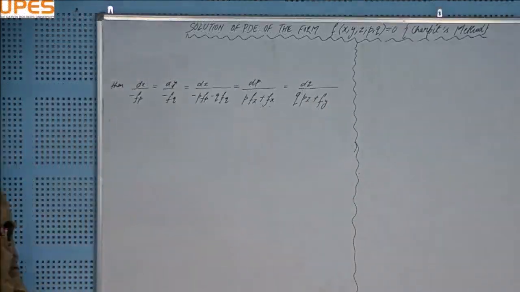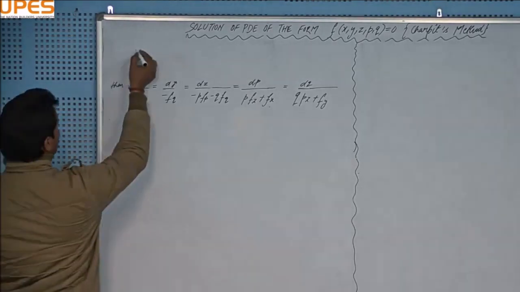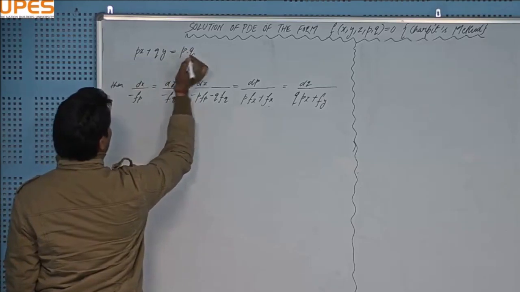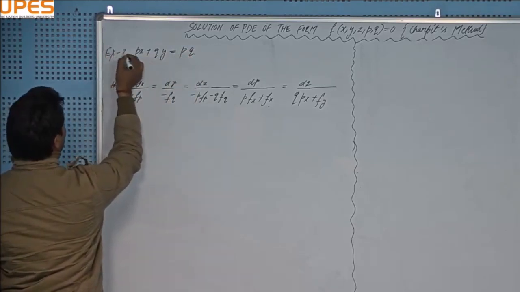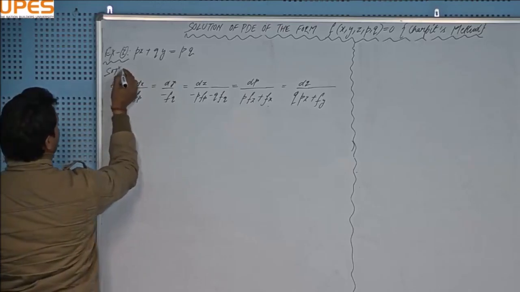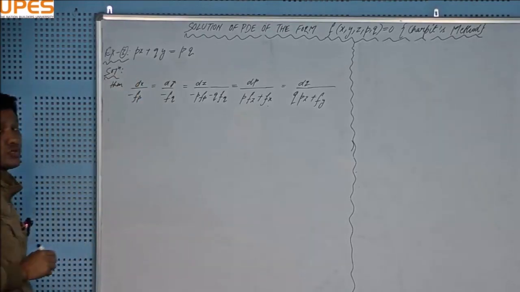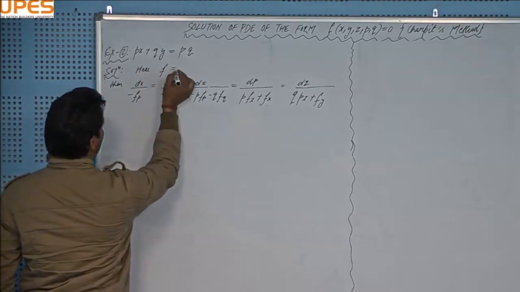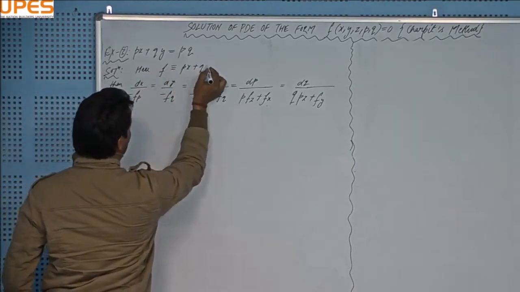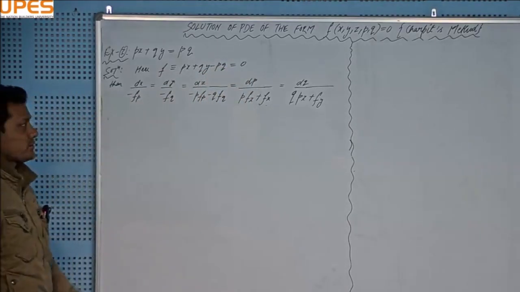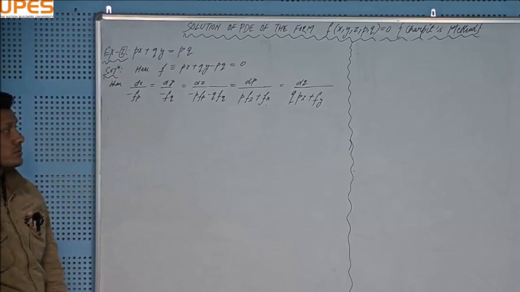So example number 3, right? Let me take px plus qy is equal to pq. This is my example number 3, right? And the solution here, f, that is px plus qy minus pq equal to 0, right? And I have the subsidiary equations, right?